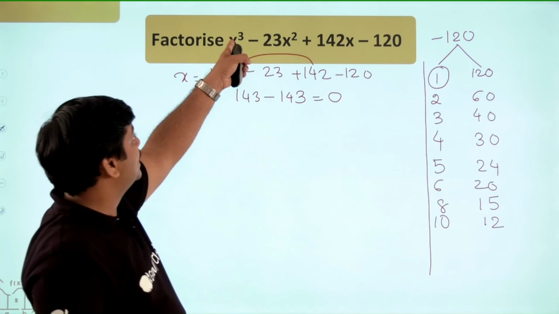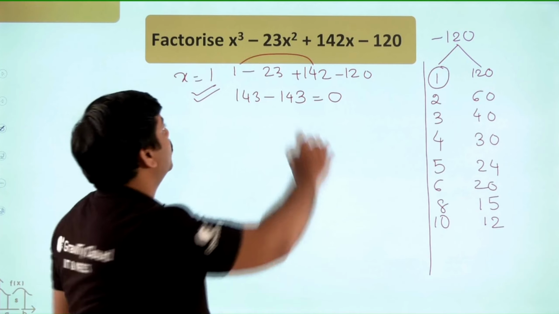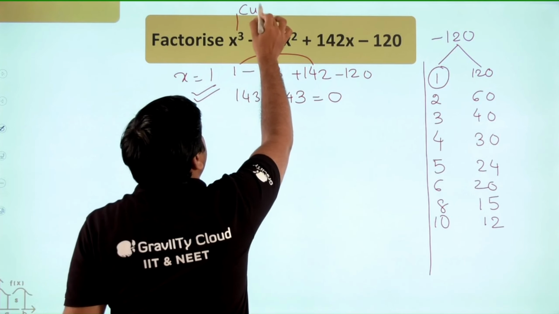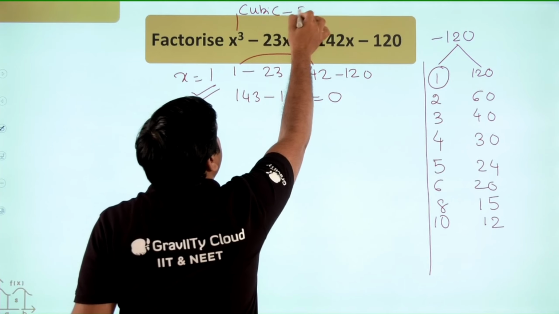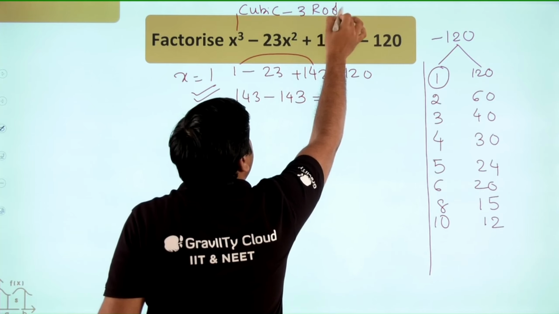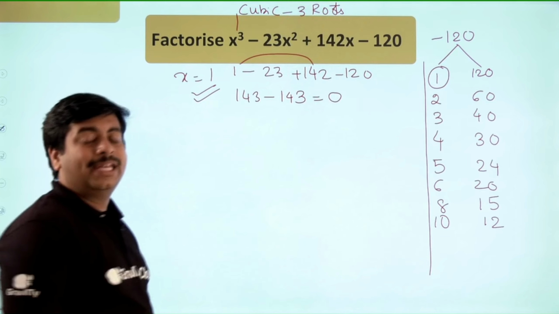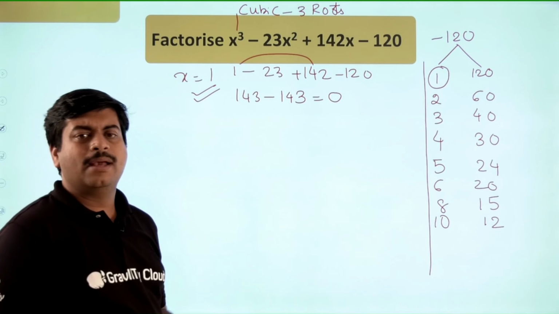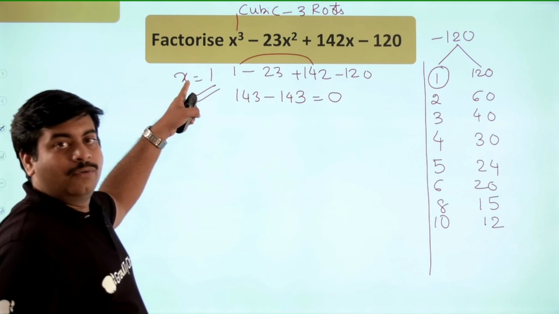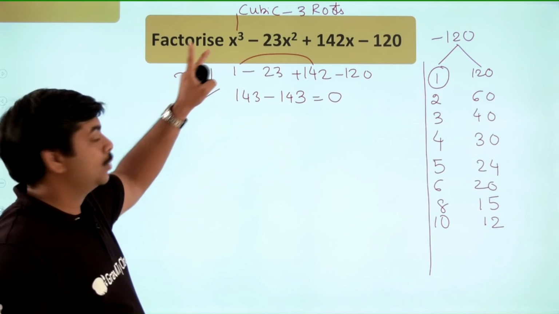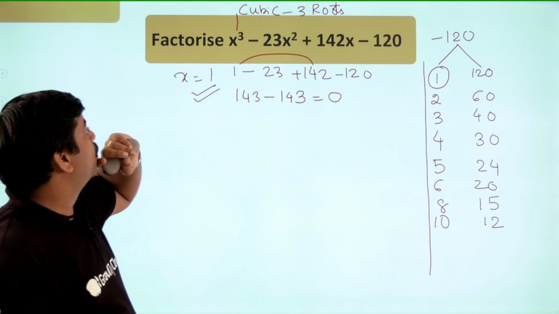It is a cubic, x cube. It is called a cubic equation, which will have 3 roots. So now our aim is to find the remaining 2 roots. What is the first root? The first root is x equal to 1, we need to find the remaining two roots, correct? Okay, we need to find the remaining two roots.